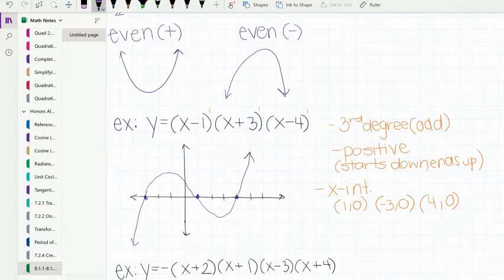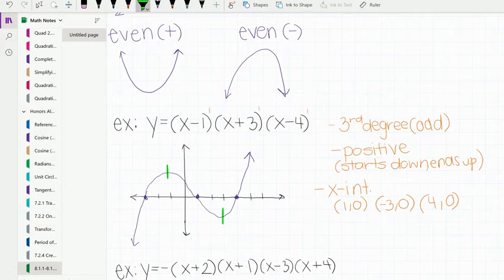Let's see if this makes sense. Is this an odd positive? Well, yes, we start down and we end up. The other thing is it's a third degree, so it crosses the x-axis 3 times. The other thing that we didn't talk about is the turning points. The turning points are here and here where it changes directions.